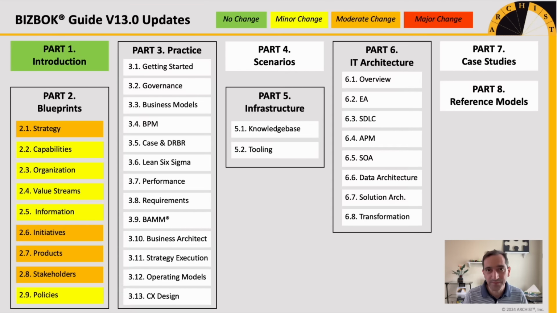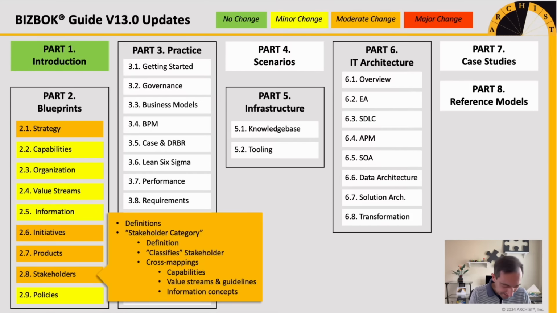So looking at section 2.8, that's stakeholder mapping. A few definitions have been added at the beginning of this section on different elements of a stakeholder domain, and also the clarifications on the stakeholder category element. And that's actually really great to see, because in previous versions we had some ambiguities and confusions around the stakeholder category and also the relationship of a stakeholder to a stakeholder category and also to the rest of the domains of business architecture. And that's all been clarified in the latest version of the BIZBOK guide.